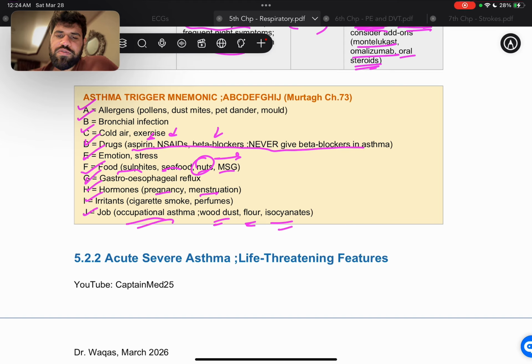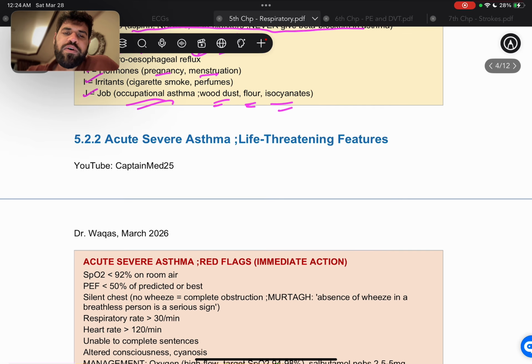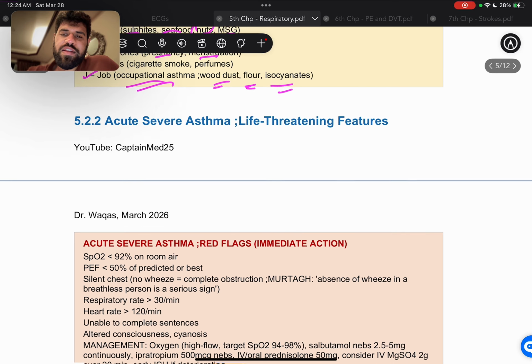So those are important points that occupation is going to play in this patient. And as we read in pneumonia up above, if they're working with cooling systems, you have to keep Legionella in our mind as well for pneumonia for those patients. Now, moving on to acute severe asthma, life-threatening features.